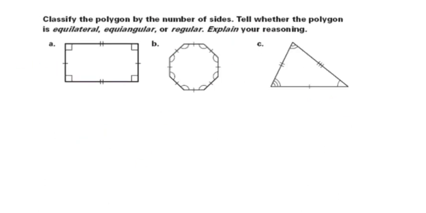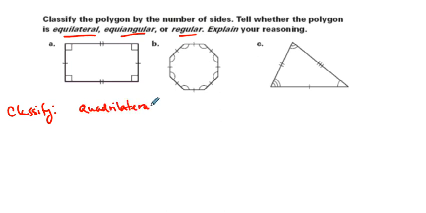Okay. The next example here, number 2, is classifying these polygons by the number of sides, and then we're going to say whether they're equilateral, equiangular, or regular. Okay, and we're going to kind of give a reason why. Okay, so first let's classify the type of polygon they are. So let's classify each of these. So 4-sided shapes are quadrilaterals.